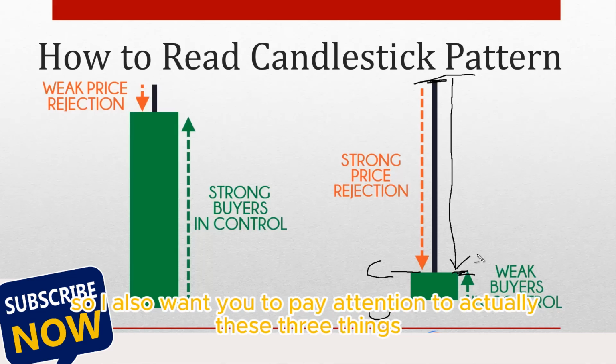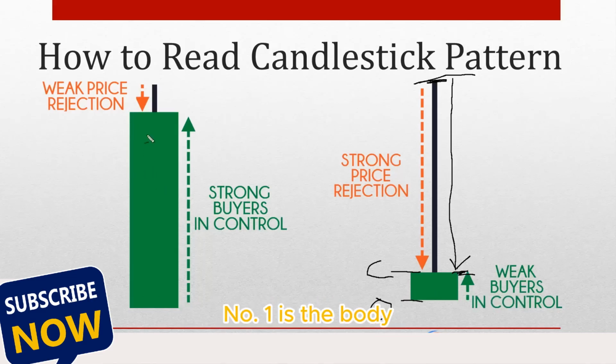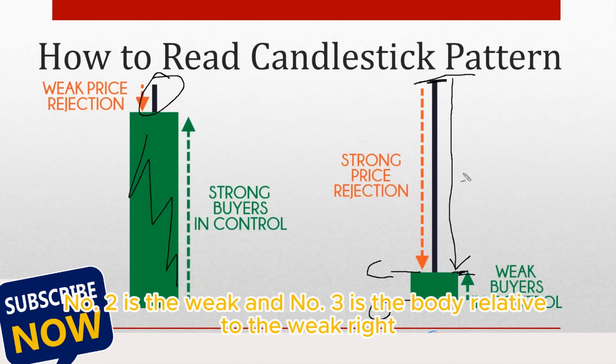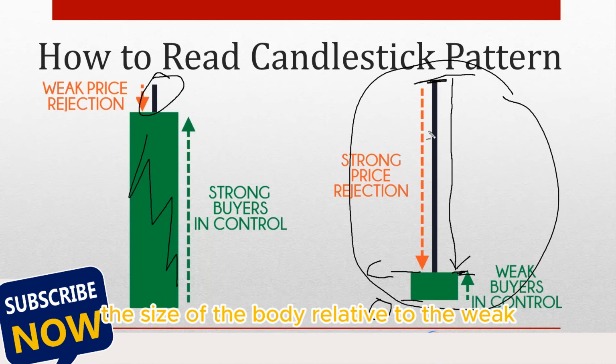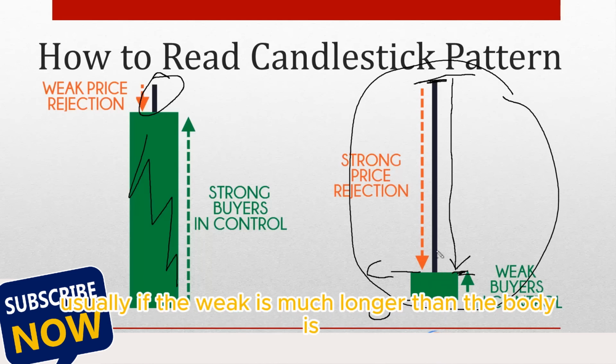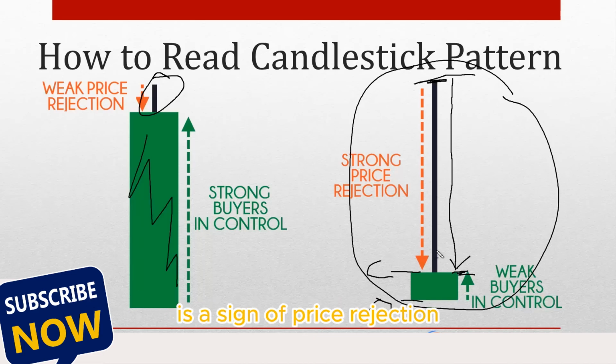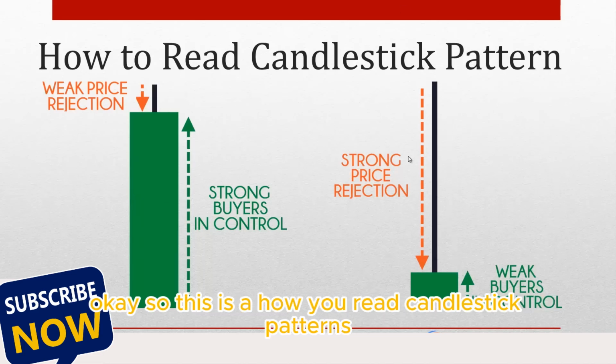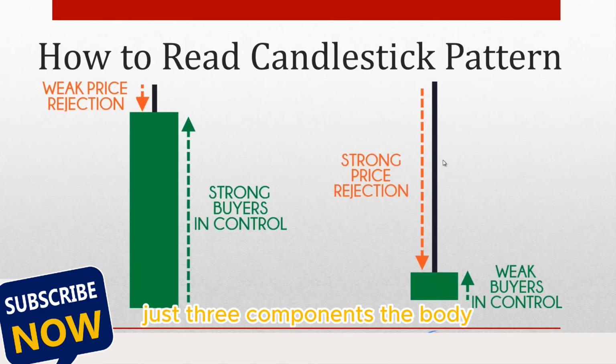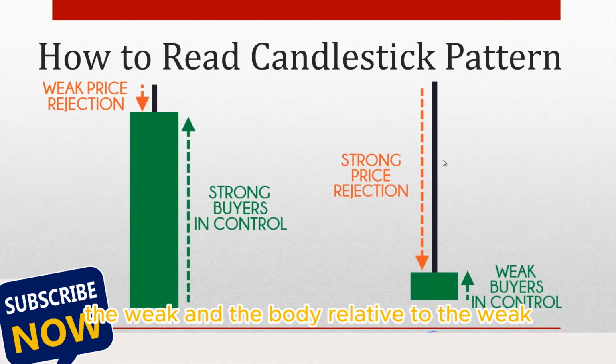Okay, so I also want you to pay attention to these three things. Number one is the body. Number two is the wick. And number three is the body relative to the wick, the size of the body relative to the wick. Usually if the wick is much longer than the body, it is a sign of price rejection. Okay, so this is how you read candlestick patterns. Just three components: the body, the wick, and the body relative to the wick.